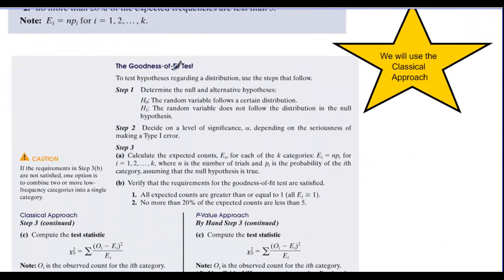So we're going to walk through the process. We're going to use the classical approach. So when we get to step 3, we're going to go with the classical approach. And this is going to feel relatively similar to 10.3.